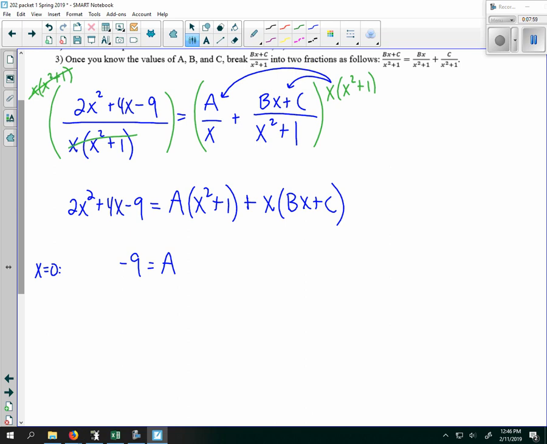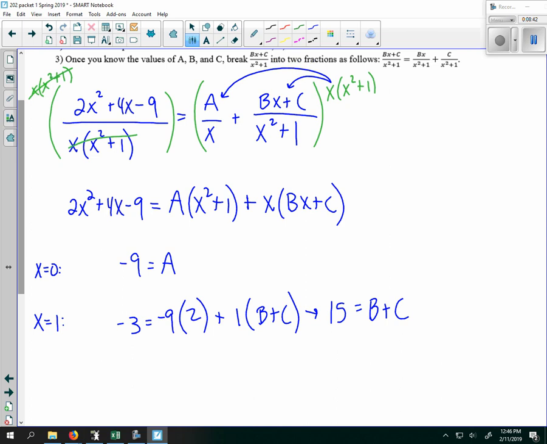All right, so let's pick another one: x equals 1. Now I know what A is, so I'm going to put that in. If x is 1, I get 2 plus 4 is 6, minus 9 is negative 3, equal to A, which is negative 9, times (1 squared plus 1), which is 2, plus 1 times (B plus C). To simplify, this is negative 18. I add it to both sides, so I get 15 equals B plus C.